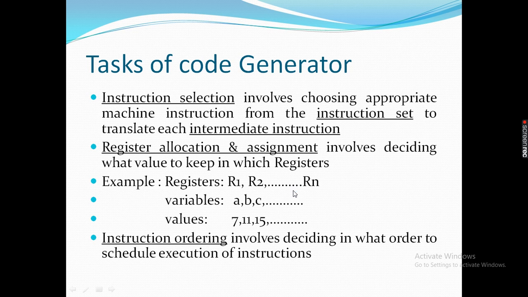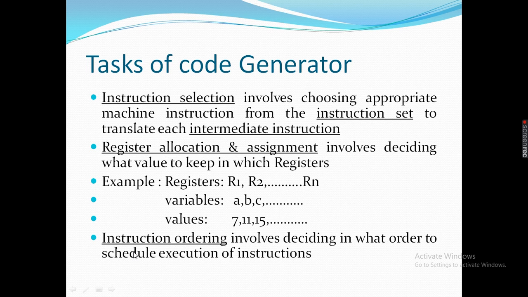In register assignment, we choose registers to store the values of variables. For example, we choose register R1 to store the value 7 of variable A. We choose register R2 to store the value 11 of variable B, and so on.